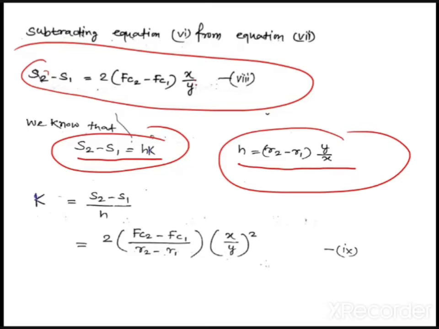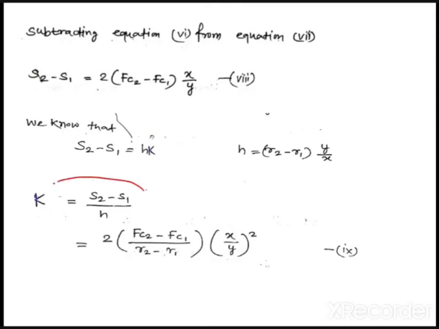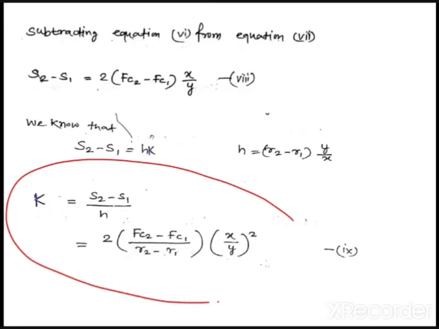what is this X by Y? What is this H? H is (R2 minus R1) upon (Y upon X). So it becomes X upon Y square. I hope you understand. In the equation K is equal to (S2 minus S1) upon H, put this and this, and you have got this equation. So this is the final equation for a Hartnell governor considering the obliquity effect.